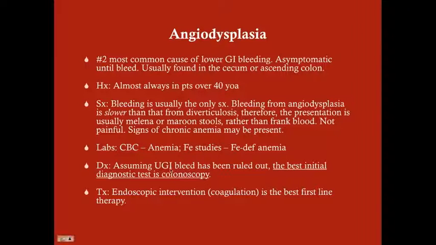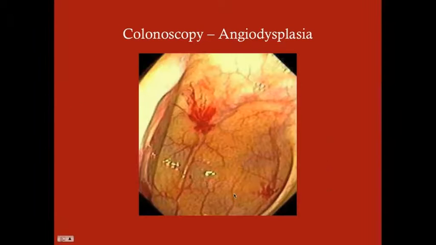But then when you go in with your colonoscopy, you'll be able to find the angiodysplasia. That looks totally different than a diverticuli. Treatment is going to be endoscopic intervention. So this is done via coagulation. So here's an angiodysplastic lesion. And all it is, is blood vessels that coalesce and bleed.